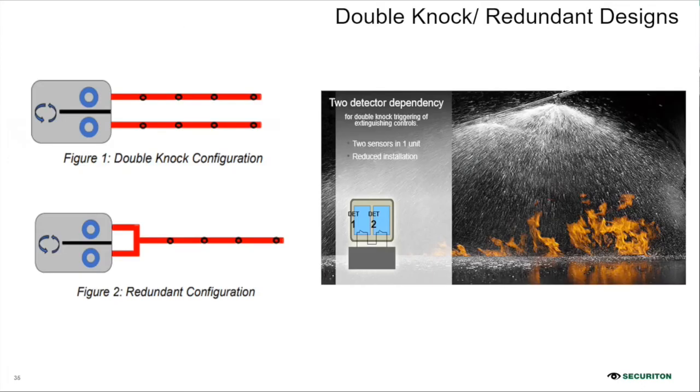In any kind of data center facility, the most important thing is the discharge of the extinguishing system. So we have a double knock and redundant possibility with our dual channel aspirating smoke detector, ASD 535-2 or -4 model. If you see figure 1, which is double knock.